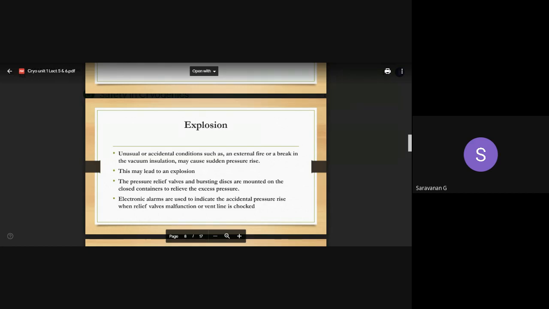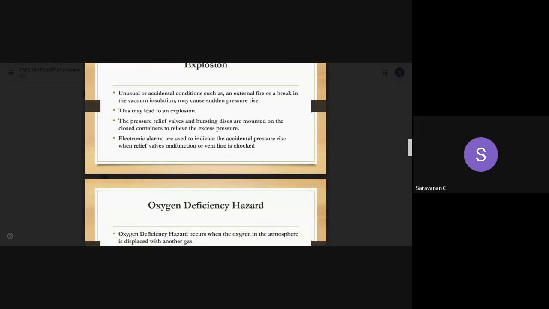As well, we can provide electronic alarms. Electronic alarms alert us whenever a rise in pressure occurs. Whenever a vent line is choked, a valve is not functioning, or the pressure relief valve is not functioning properly, the alarm is useful to tell us there is a sudden rise in pressure because the vent hole is not available. So that is also one of the arrangements that can be used to avoid explosion.